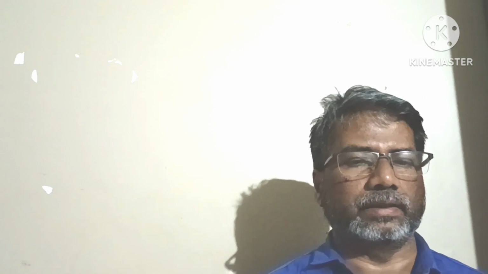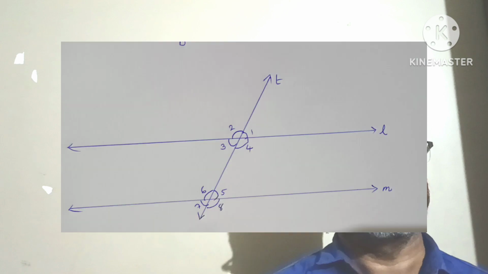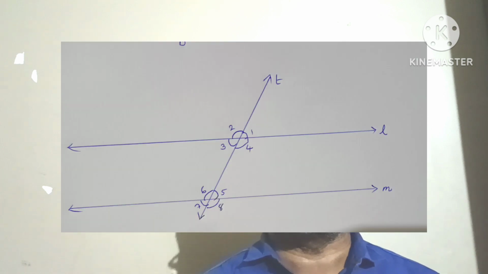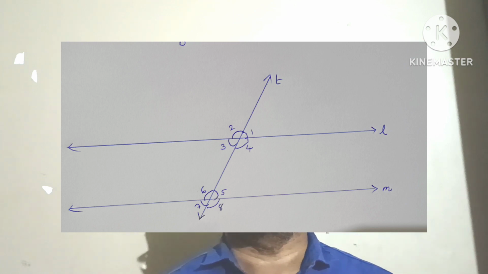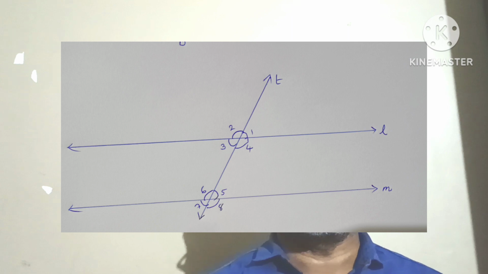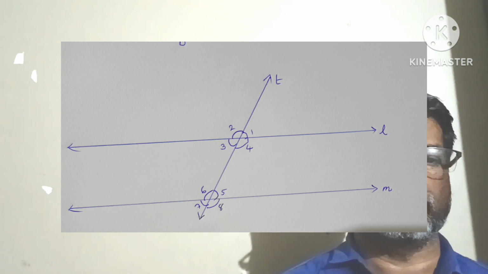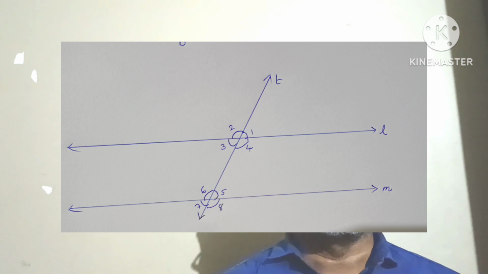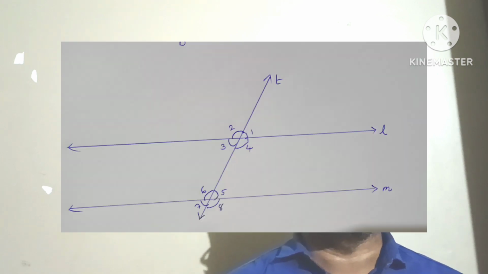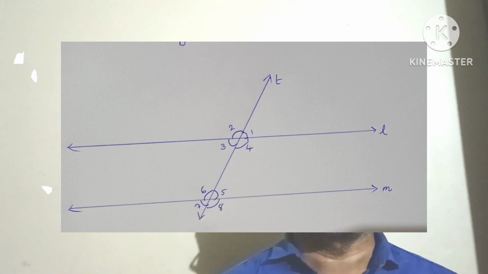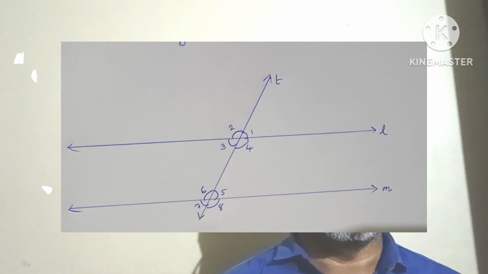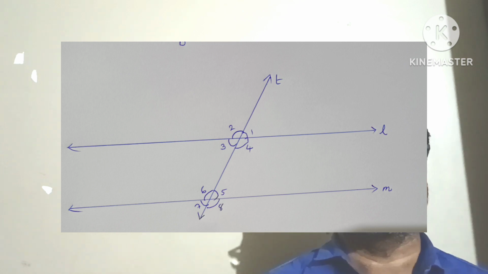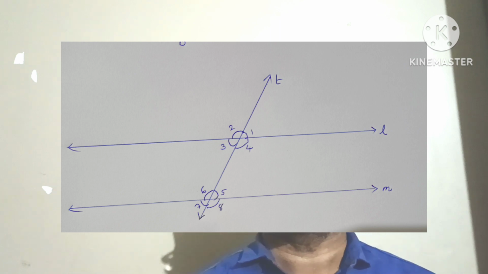The last pair of angles in this figure, when a pair of parallel lines is intersected by a transversal, are co-interior angles or interior angles on the same side of the transversal. As we already told, angle 3, angle 4, angle 5 and angle 6 are the interior angles. So here on the same side of the transversal T, you can see angle 3 and angle 6 are on the same side. Similarly, angle 5 and angle 4 also are on the same side. They are known as co-interior angles or interior angles on the same side of the transversal.